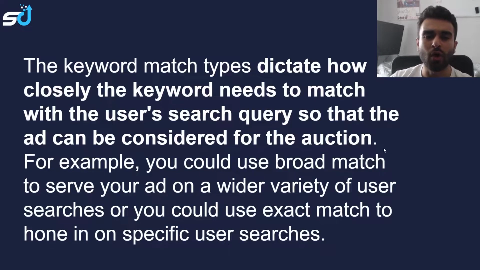So starting off, what is a keyword match type? Basically it allows you to dictate how closely the keyword needs to match with the user search query so that the ad can be considered for the auction. For example, you could use a broad match keyword type to serve your ad on a wider variety of user searches. Alternatively, you could use the exact match function to hone in on specific user searches.